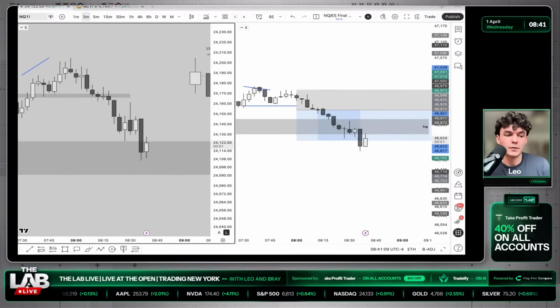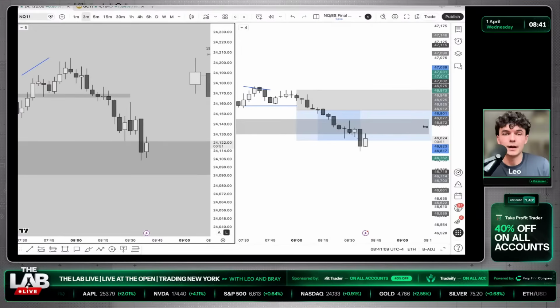If YM closed like this in the 1 hour, is it bearish considering it created a gap? Good question. Let me answer that in just a sec.